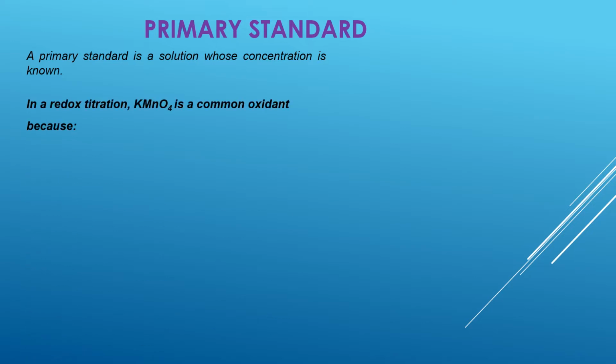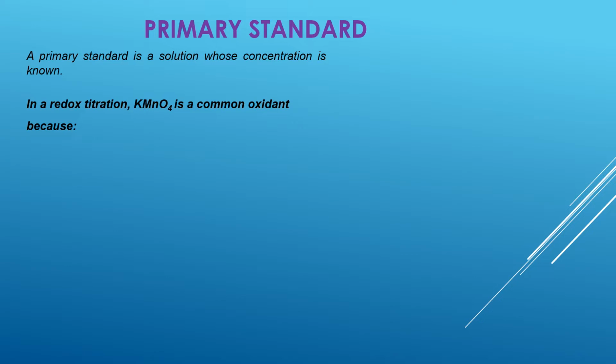A primary standard is a solution which is used in a titration, and this solution is anything that has a known concentration. Some of the very commonly used primary standards that are used in titrations are potassium permanganate, oxalic acid, potassium iodate. So these are some of the common examples of the standard solutions that are being used. In most of the titrations, potassium permanganate is a very common primary standard.